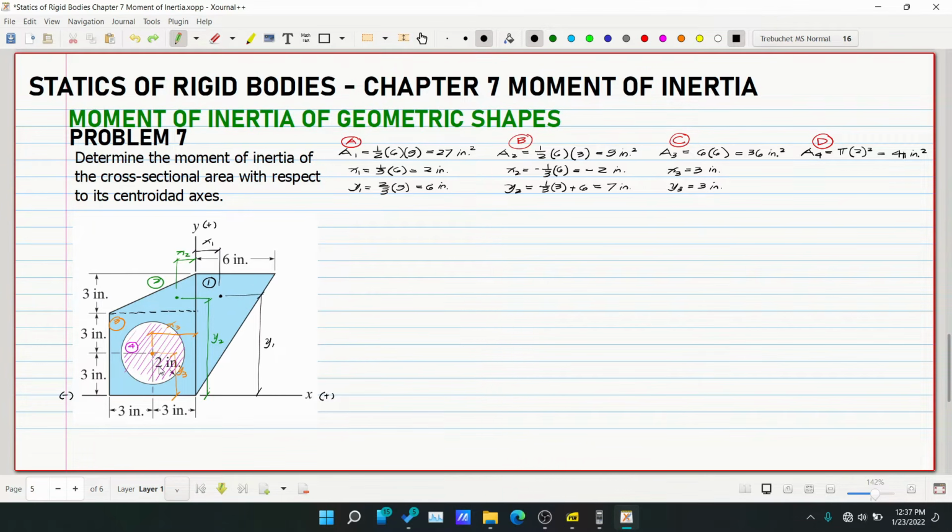Okay, then ano nang gagawin natin? Makukuha na natin yung x bar and y bar. So, x bar is equivalent to area 1, x1 plus area 2, x2 plus area 3, x3 minus area 4, x4. So, this is equivalent to x4 and this is equivalent to y4. Then, over area 1 plus area 2 plus area 3 minus area 4.